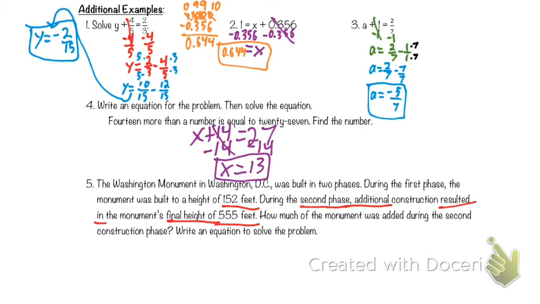Okay, write an equation to solve the problem. Okay, what we're trying to do... That's important. That's not actually what I was going for, but I do agree with you. Okay. Abby Dasher. Would it be how much was added during the second construction? How much was added? That's what we're trying to find. Is it important to know what we're trying to find? Yeah. I think so. Okay.